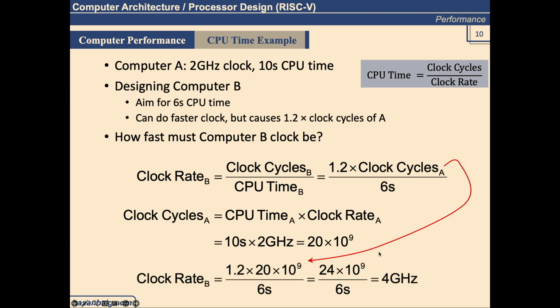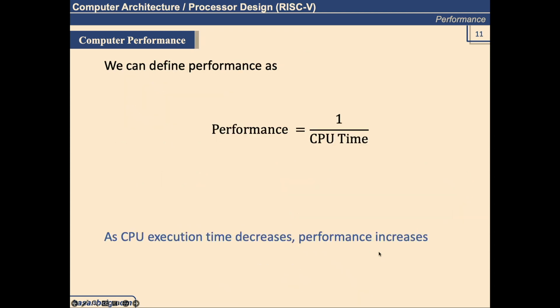All right. And we can define the performance as the inverse of CPU time. Of course, when the CPU time decreases, we say that the performance increases, because it will be able to complete the task faster. What if we have to compare the performance of two computers, the two processors? And this is a very, very often task that we need to do.